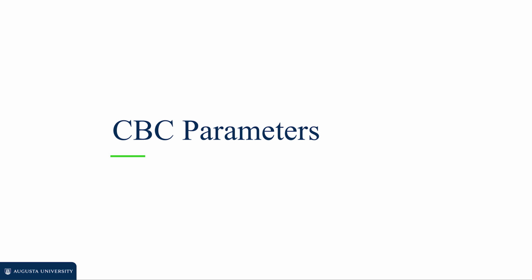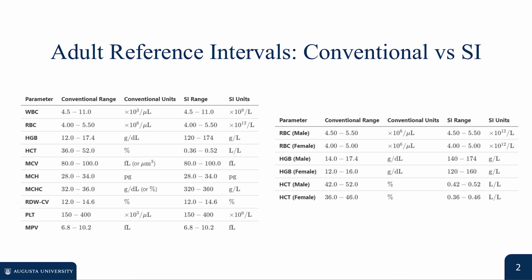Quality assurance demands that we recognize instrument operational limits, validate results against internal quality control checks, and understand specific corrective protocols whenever interferences arise. Adult reference intervals are established using cohorts of healthy individuals and are reported in both conventional and international system of units, or SI units.